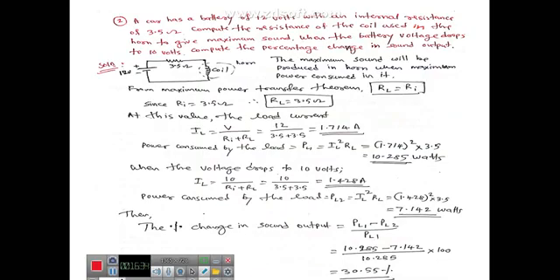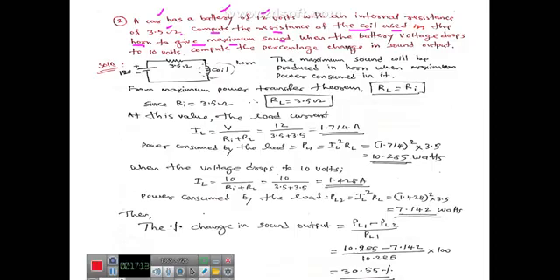Let us consider another example. A car has a battery of 12 volts with an internal resistance of 3.5 ohm. Compute the resistance of the coil used in the horn to give the maximum sound. So when the horn gives maximum sound, the power consumed by that horn will be maximum. So corresponding to that, what is the resistance of the horn?